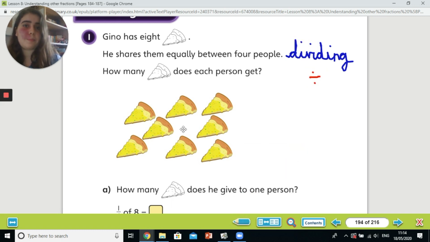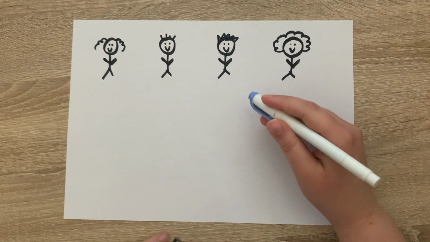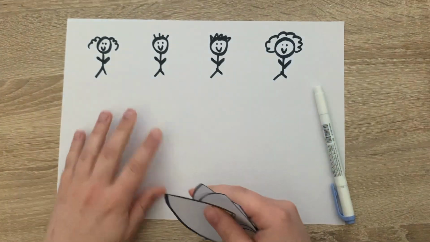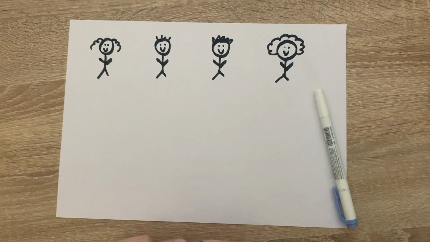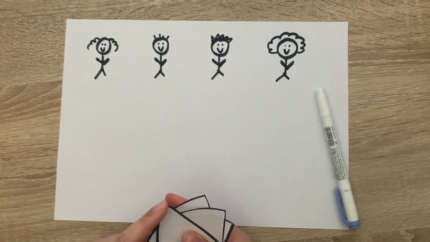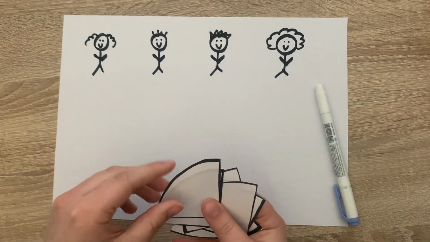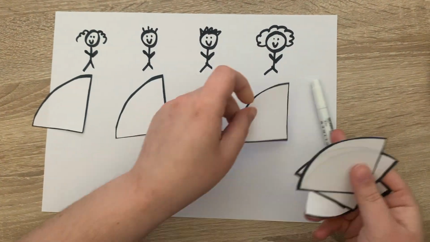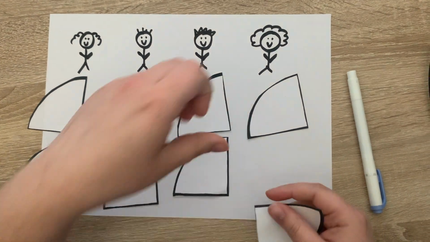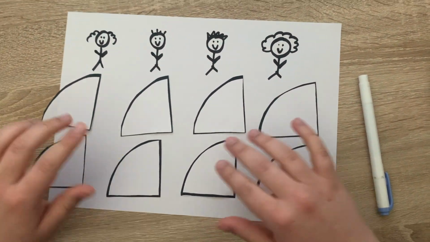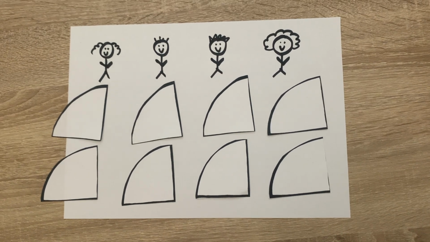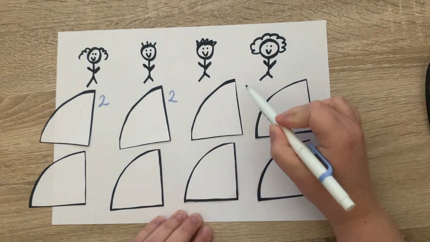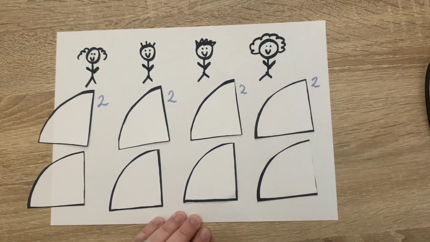First, before we work this out, let's build. So here I've got 8 pieces of pizza, and I've got 4 hungry customers that Gino is going to share his 8 pieces of pizza equally between. So let's start sharing. Now, how many pieces of pizza does each person have? Each person has got 2 pieces of pizza.